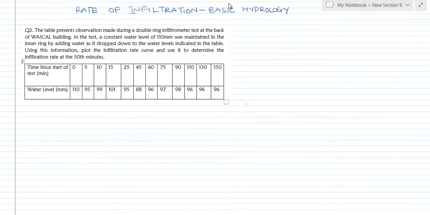The table presents observations made during a double ring infiltrometer test at the back of Waska building. It is a building on the campus of Kwame Nkrumah University of Science and Technology. In the test, a constant water level of 110 millimeters was maintained in the inner ring by adding water as it dropped down to the water levels indicated in the table. Using this information, plot the infiltration rate curve and use it to determine the infiltration rate at the 50th minute.